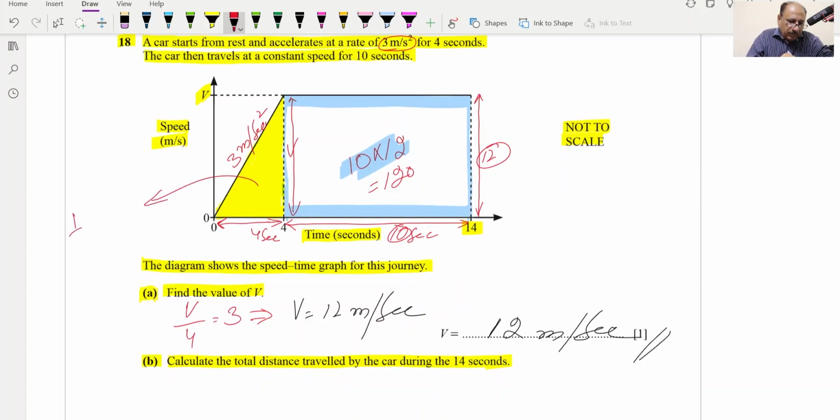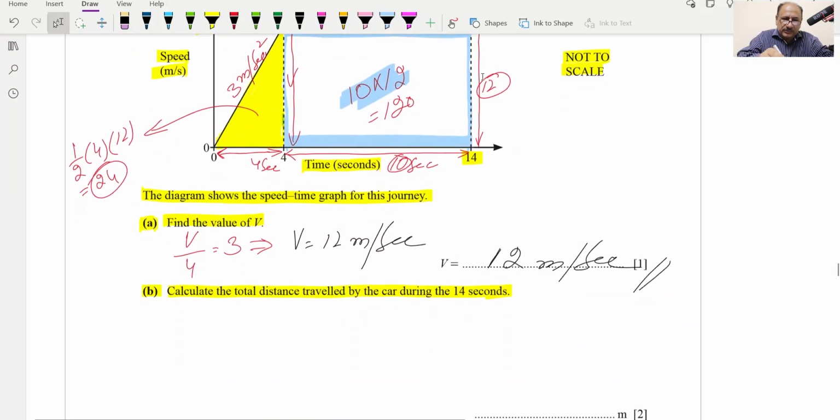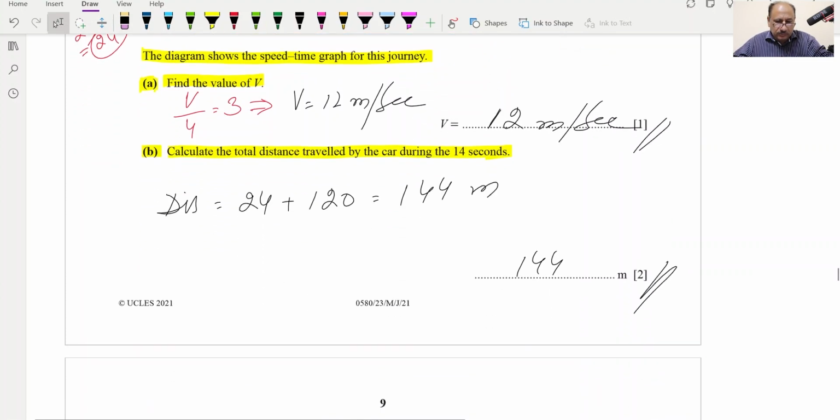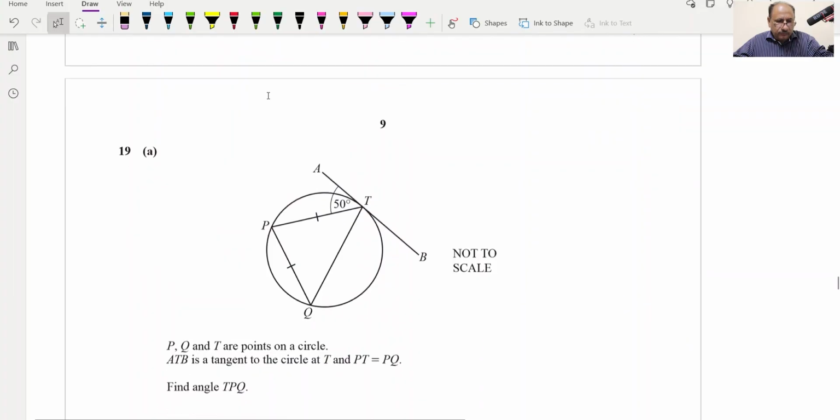And the area of this triangle also we can find. Area of this triangle will be 1 by 2 into base into height, which is 12. So it will be 24. So 24 will be the area of the triangle, and 120 will be the area of this rectangle. So distance traveled will be equal to 24 plus 120, and this is equal to 144 meters. So we will write 144. This is a 2 marks question. And now we can move to question number 19.